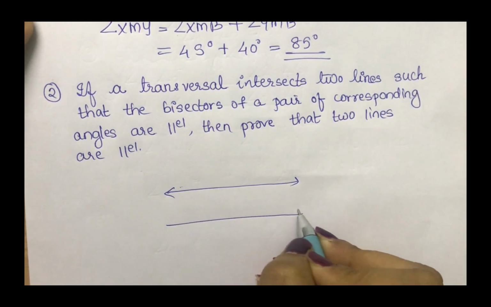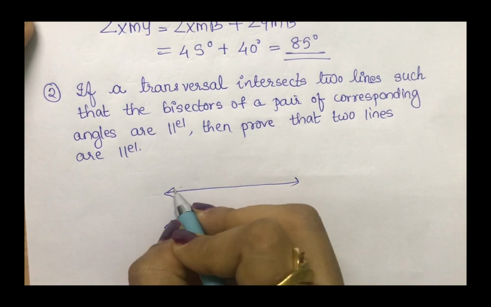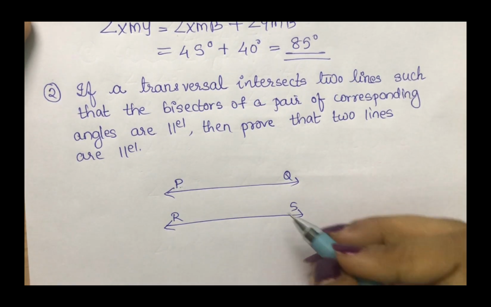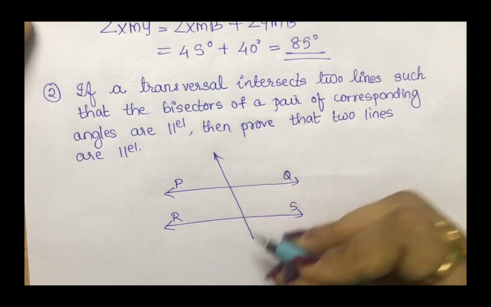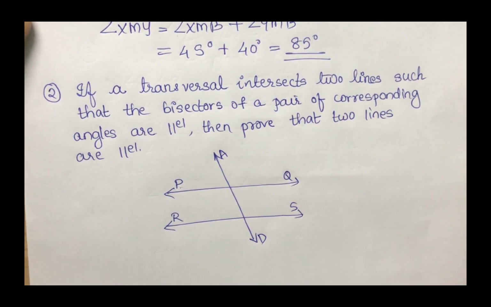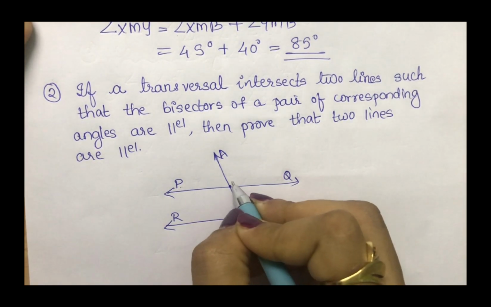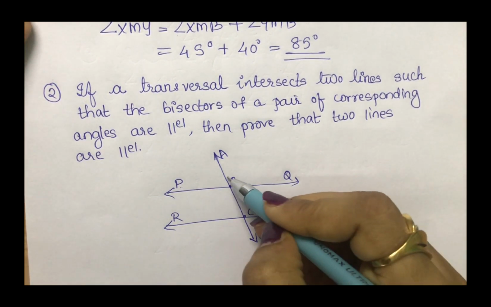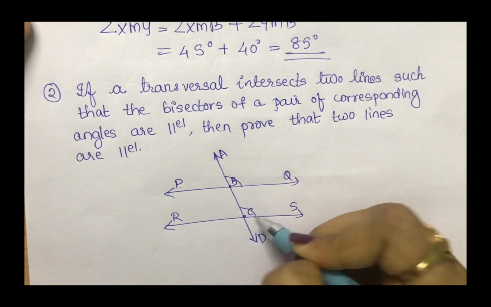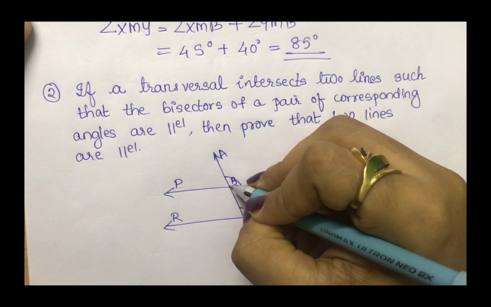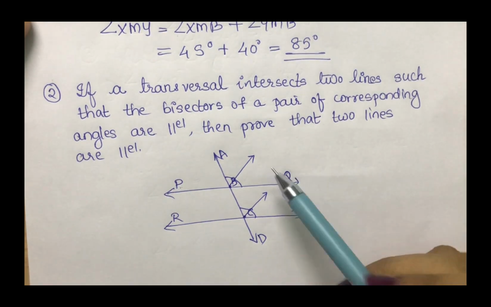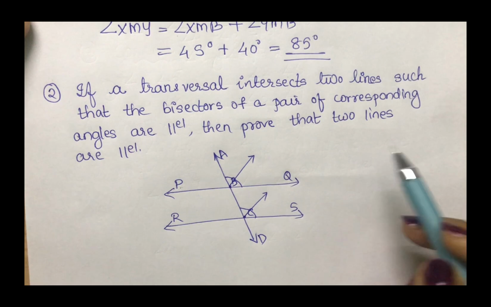Let's say these are my two lines, PQ and RS, and a transversal AD intersects them at points B and C. Now if a transversal intersects two lines such that the bisectors of a pair of corresponding angles, we'll take this and this, are parallel, then we have to prove the two lines are parallel.